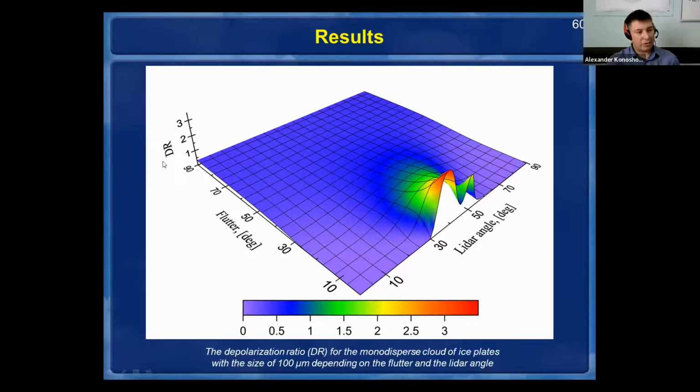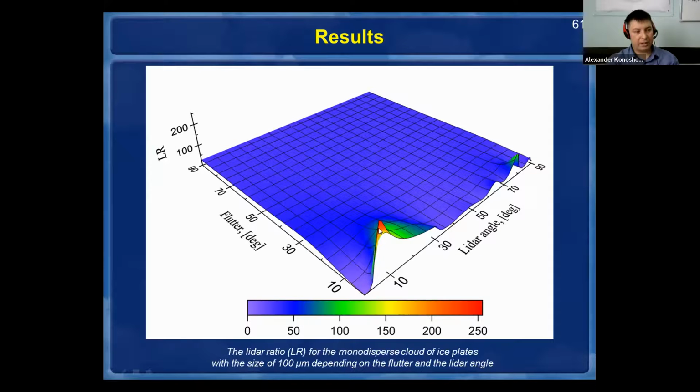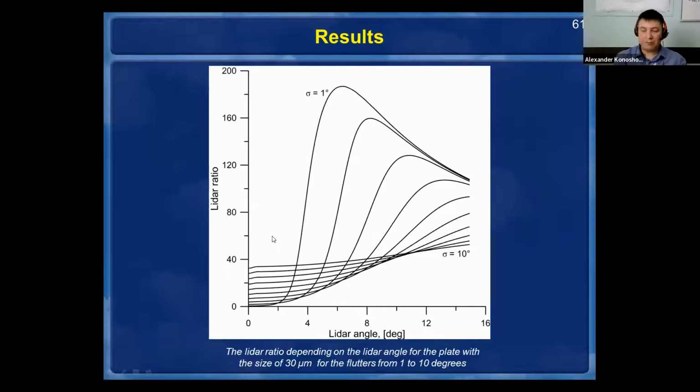So this is the lidar ratio, and the lidar ratio is more informative about the flutter because it doesn't contain the particle density in the clouds, and it can show us the flutter here and how the variations behave. So this is the lidar ratio versus the different flutter.